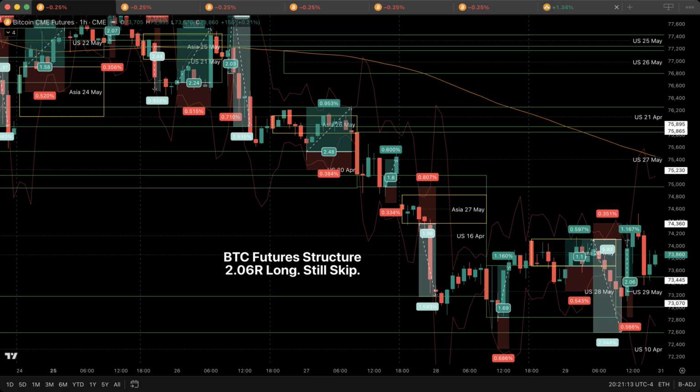A long setup appears. Long entry line: May 29th U.S. session midpoint. Stop loss line: May 28th U.S. session lower boundary. Take profit line: May 28th Asia session upper boundary. Risk-reward ratio 2.06. At first, this looks acceptable.